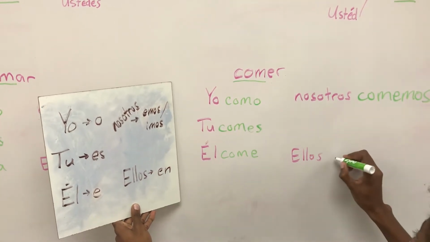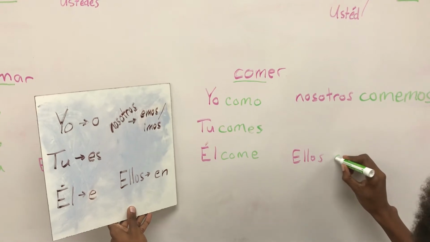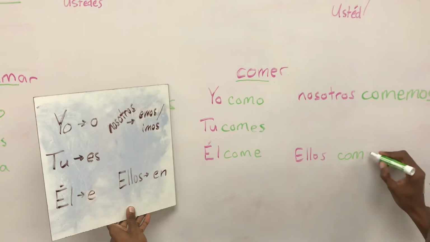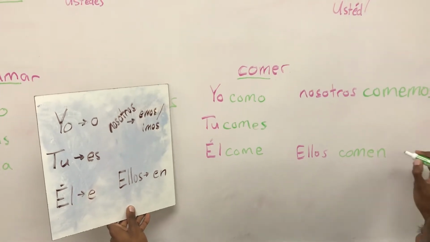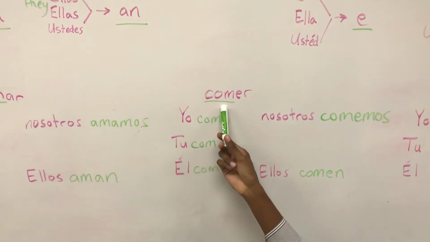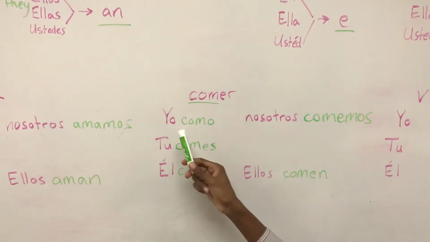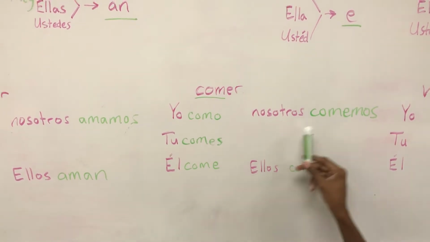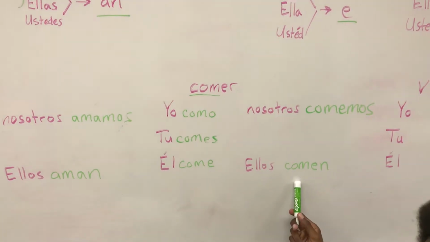Ellos. All right, ellos. We're going to write the stem, com, and then we have en for ellos. Ellos comen. Okay, so now we just said, comer, by the way, means to eat. We just said, I eat, you eat, he eats, we eat, they eat.